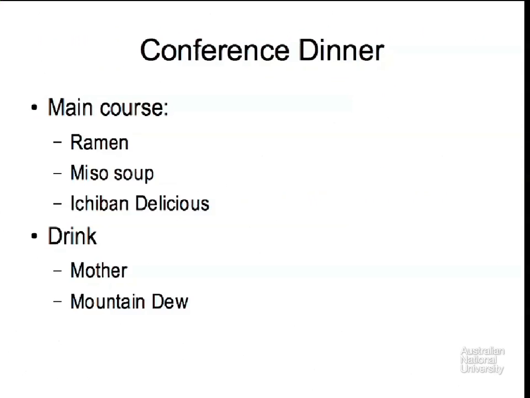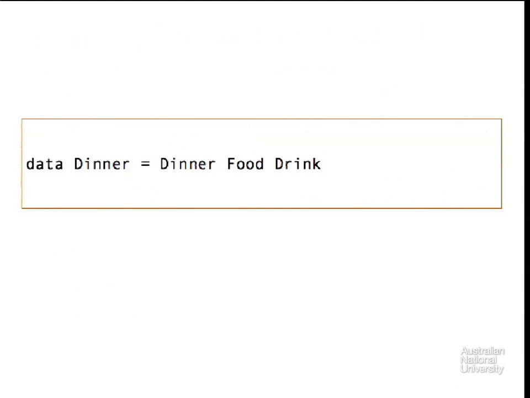If we've got 3 main course things and 2 drinks. 6. Very good. How do we get 6? 2 times 3. Fantastic. We can do basic math. You are qualified to get a computer science degree at ANU. So we can write down our data structure. Dinner is dinner with a food and a drink.